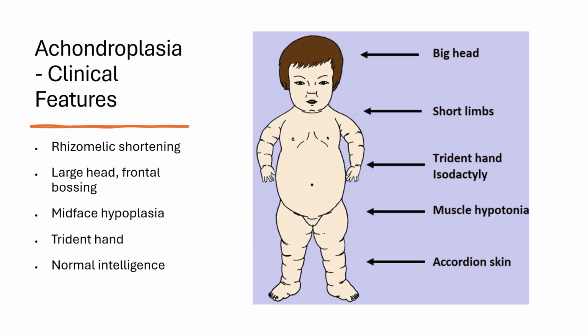Mid-face hypoplasia occurs because the bones of the middle portion of the face are affected by the same growth abnormalities that impact the limb bones. This creates a flattened appearance of the nose and cheeks that contributes to the recognizable facial features. The trident hand describes the characteristic spacing of the fingers, where the middle fingers spread apart, creating a three-pronged appearance reminiscent of a trident. Perhaps most importantly, normal intelligence remains completely intact, making this a condition that affects physical growth without impacting cognitive development.